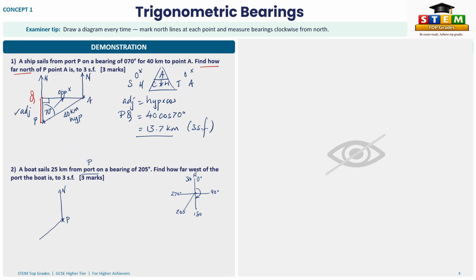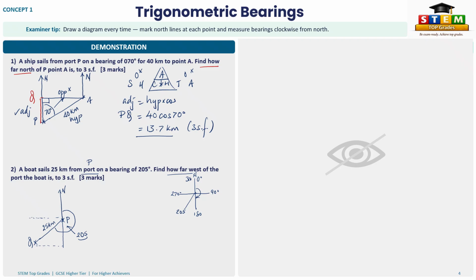On a bearing of 205, that is 25 kilometers from point P, and let's say it goes to point Q, and all that angle is 205. So 205 is in that arc over here. Now what we are looking for is how far west. Now that length can be placed here or here. So let us see 205.